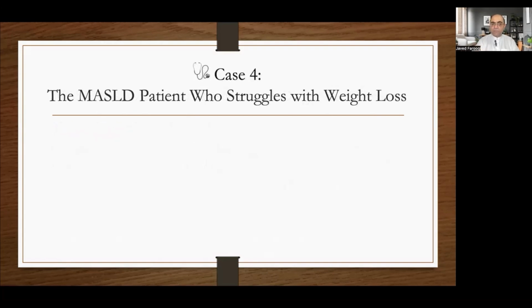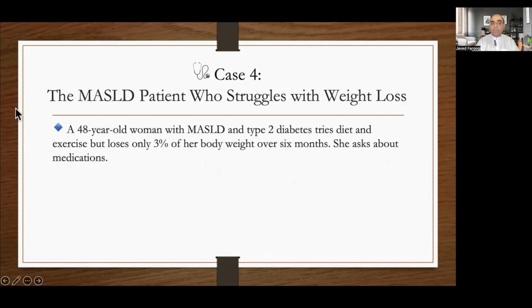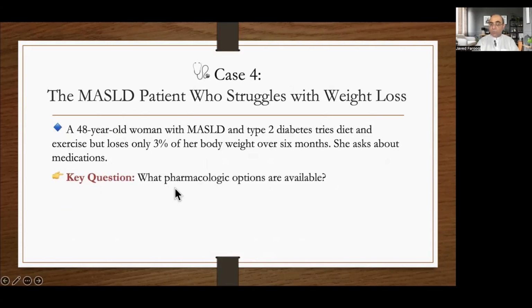Case number 4, the MASLD patient who struggles with weight loss. A 48-year-old woman with MASLD and type 2 diabetes tries diet and exercise, but loses only 3% of her body weight over 6 months. She asks about medications. The key question is, what pharmacologic options are available?